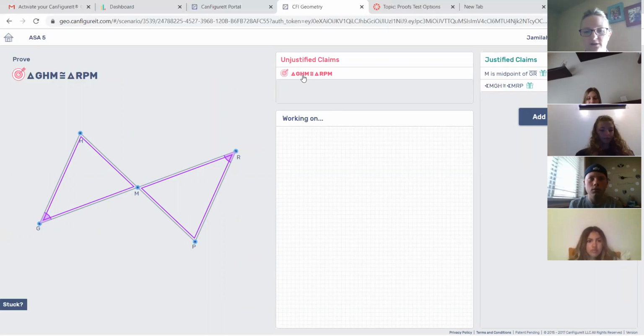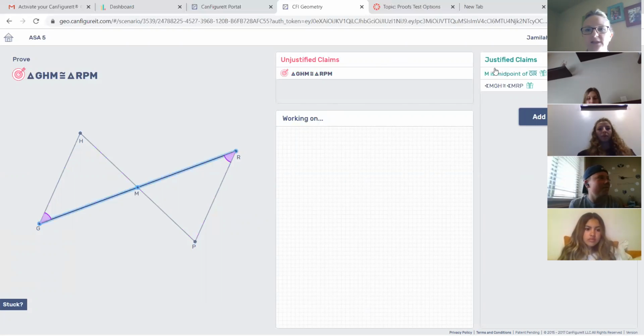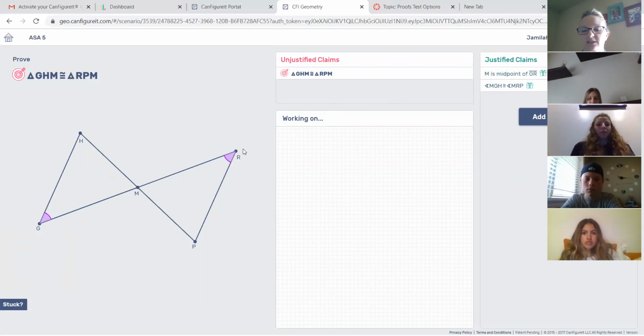And all of these triangle congruence things are using our shortcuts that you did in the purple packet. So there was angle, angle, side, angle, side, side, side, that kind of thing, okay? So let's just look at this picture for a second. It gives us information over here in the justified claims. It tells us that M, that dot in the middle, is the midpoint of GR. Now, that's all they say, but is there information that we can gather from that statement? What does it mean that M is the middle of GR? What does that tell us about parts of these triangles?